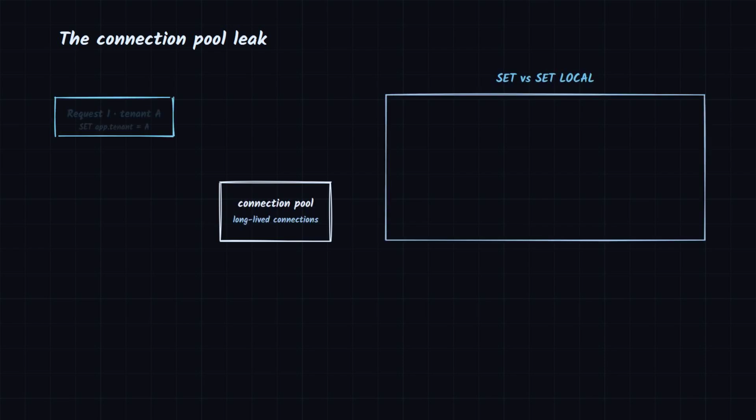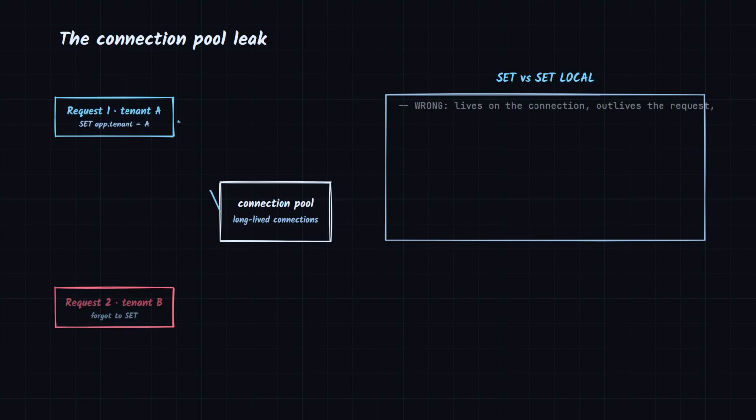Now, the one I want you to remember. Your application does not open a database connection per request, it borrows one from a pool. That connection is a long-lived thing that gets handed around. So when you set the tenant on the session with a plain set, that setting stays on the connection after your request finishes. The connection goes back to the pool. The next request borrows it.